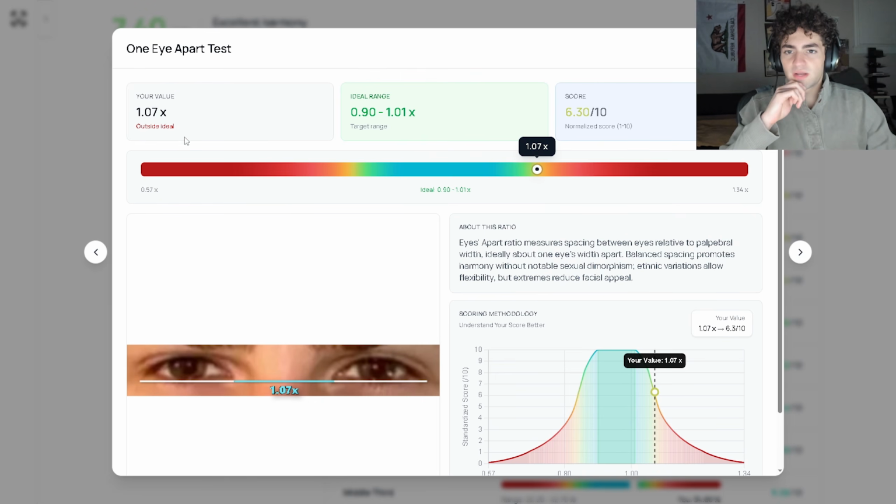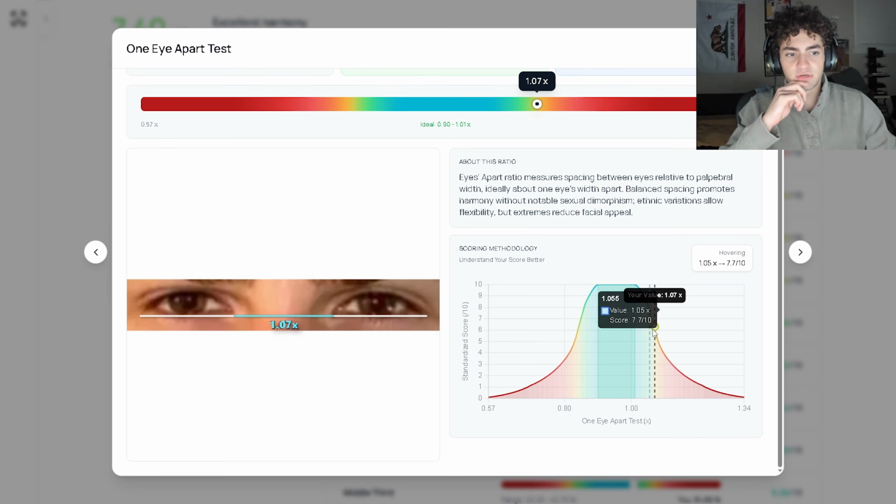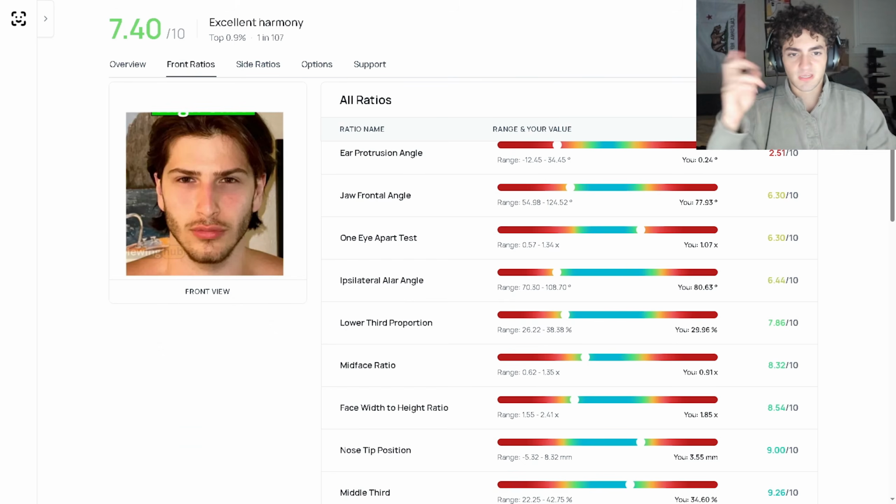So for his one eye apart test, his eyes are 1.07 eyes apart, which is only a slight flaw. You typically want it to be from 0.9 to 1 eye apart. As you can see on the bell curve distribution here, he just falls right outside of the ideal range. So yeah, his eyes are maybe a bit too small physically, but it's not too big of a deal.